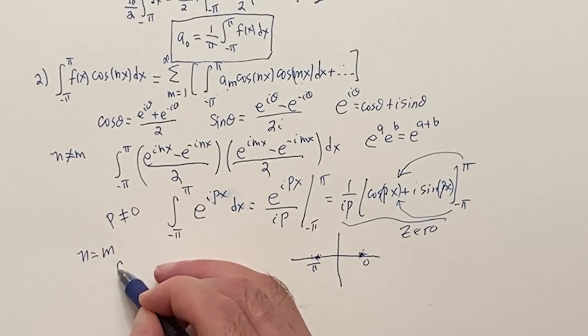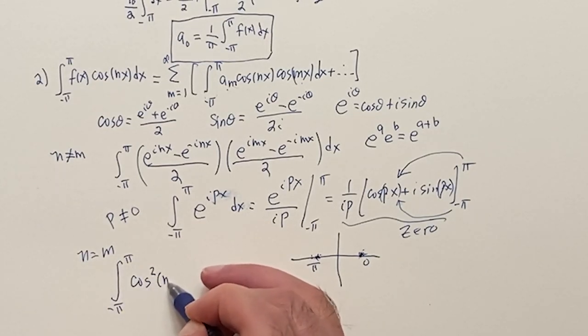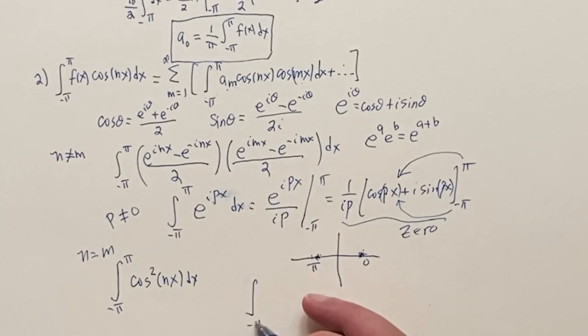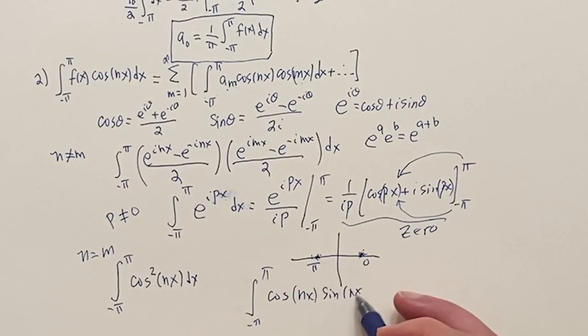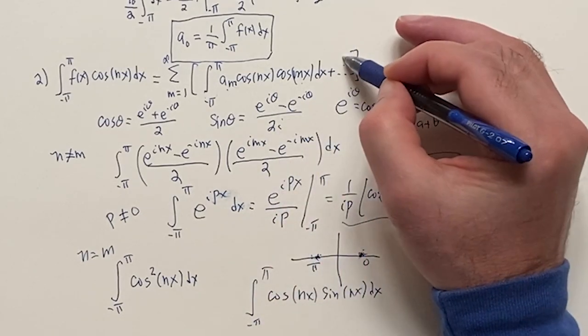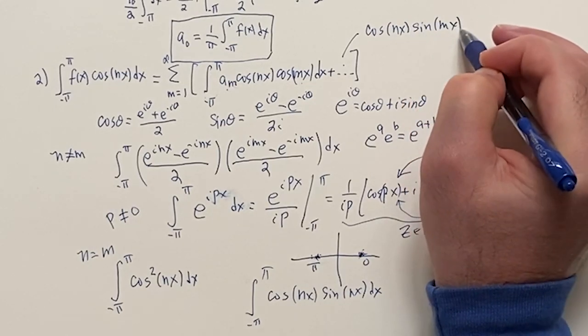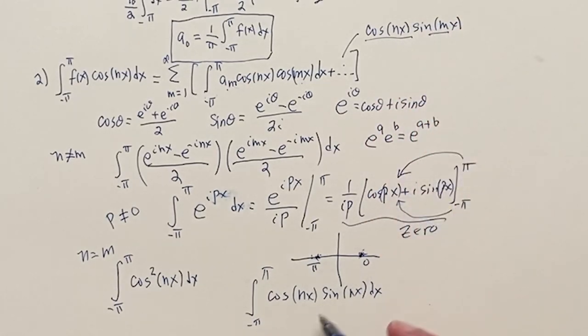Well, n equals m, you'd have then these two cases, minus pi to plus pi, you'd have the cosine squared of nx dx. And then for the other term, you would have here cosine nx times the sine of nx. Because you remember we have two terms here. The other term here would be the cosine of nx with the sine of mx, coming from this other term. So here, if these are the same, you would then get this. But this has to be zero because this is an odd function and this is an even function and we're integrating over a symmetric interval.